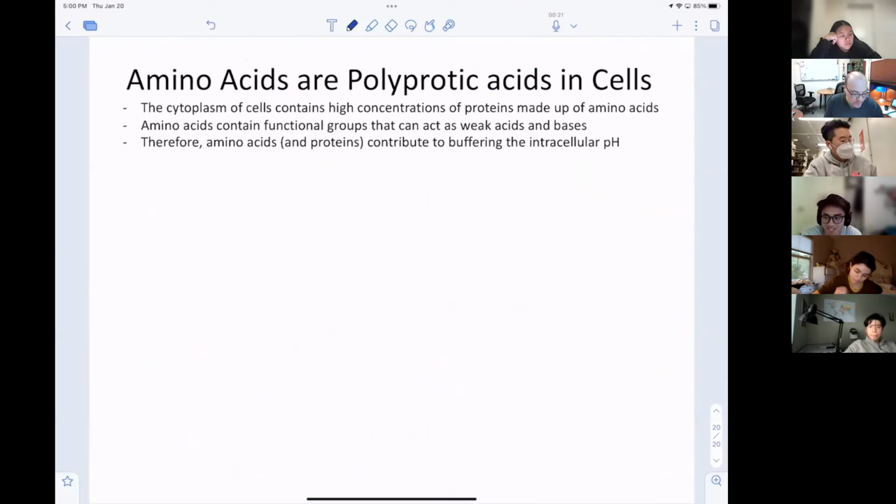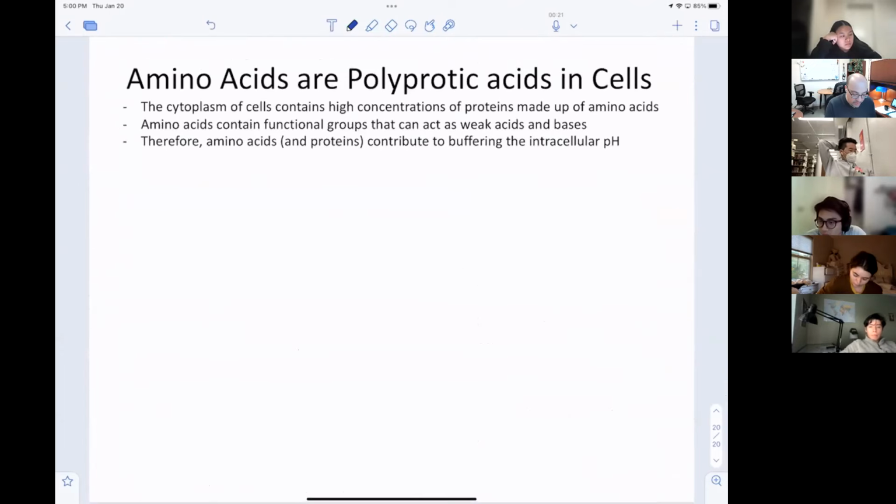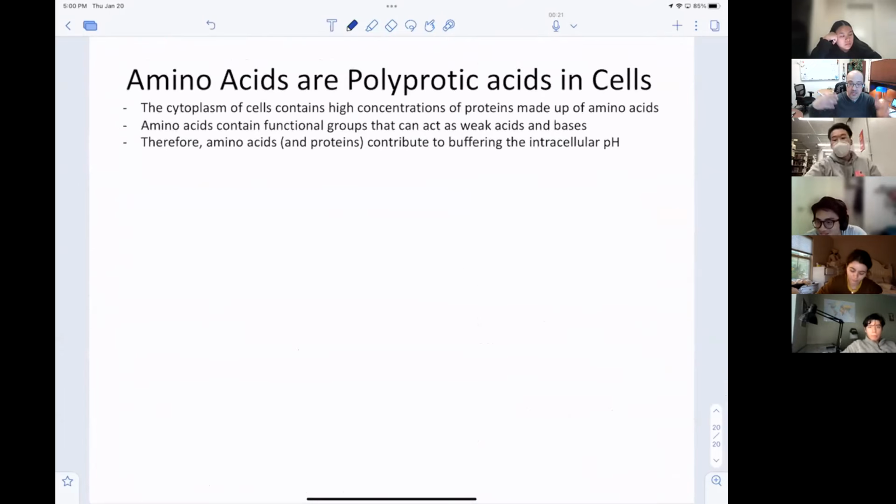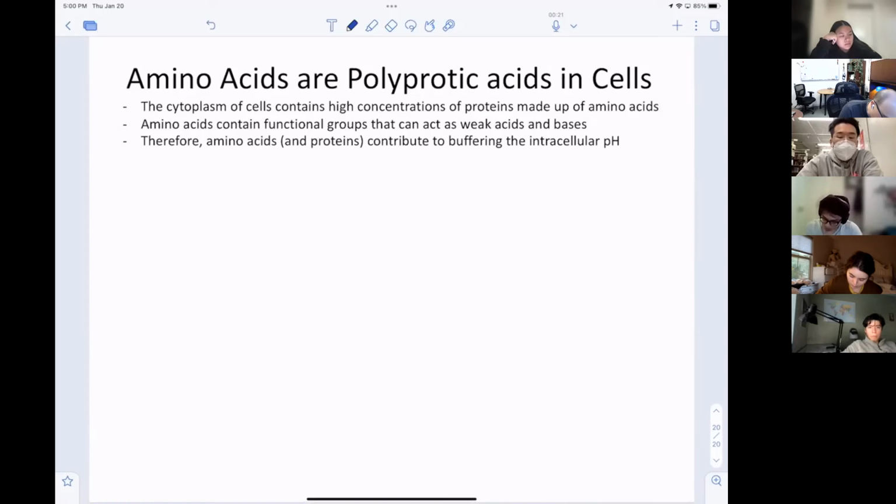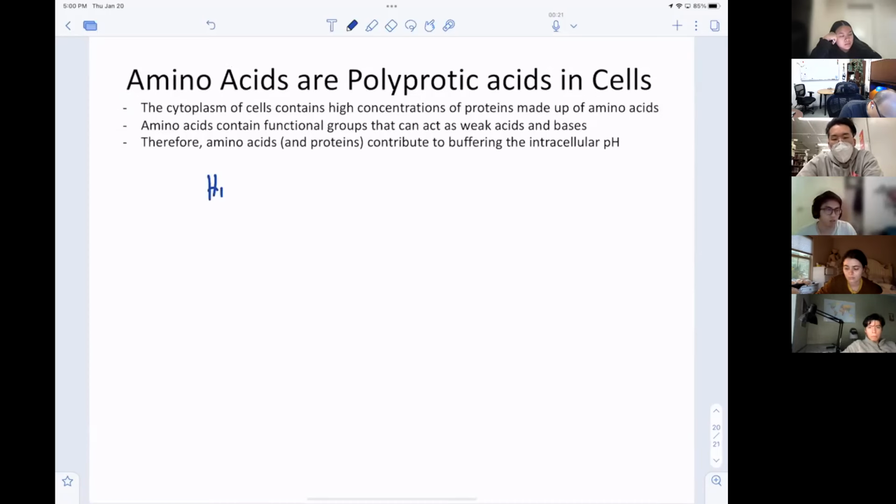I want to mention the idea of amino acids as polyprotic acids in the cell. One of the things we talked about with polyprotic acids is that they have more hydrogens to donate. I'm going to explain that a little bit tomorrow. But let's take a look, for example, at histidine. This is an amino acid. Some of you, I hope, will start to learn how to draw these amino acids. You don't need to know that for this midterm, but you definitely want to be comfortable with it.